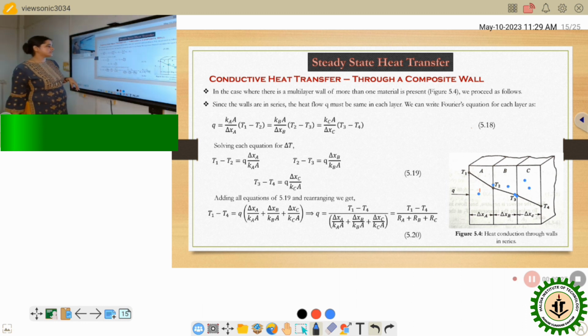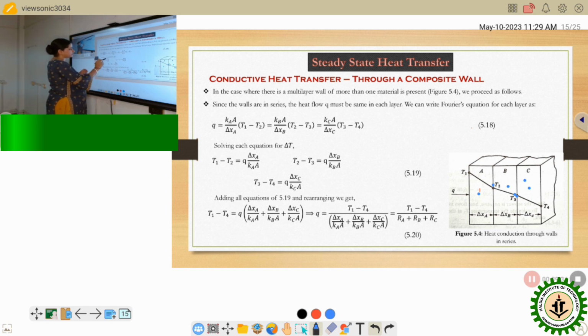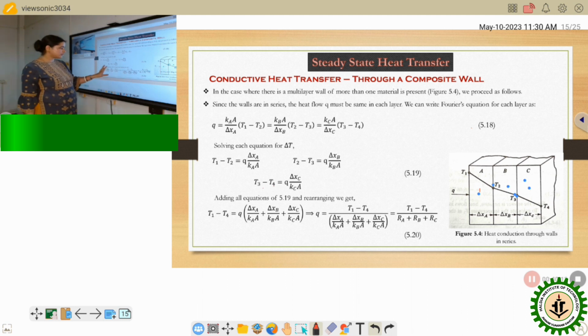So solving each equation for delta T, for T1 minus T2, it will be Q into delta XA by KA A. For T2 minus T3, it will be Q into delta XB by KB A. And for T3 minus T4, it will be Q into delta XC by KC A. Now, if I add all this up, T1 minus T2 plus T2 minus T3 plus T3 minus T4, the T2s and T3s will cancel. I'll be left with T1 minus T4. I can take Q common and add up all those things: delta XA by KA A plus delta XB by KB A plus delta XC by KC A. This is nothing but your overall resistance.